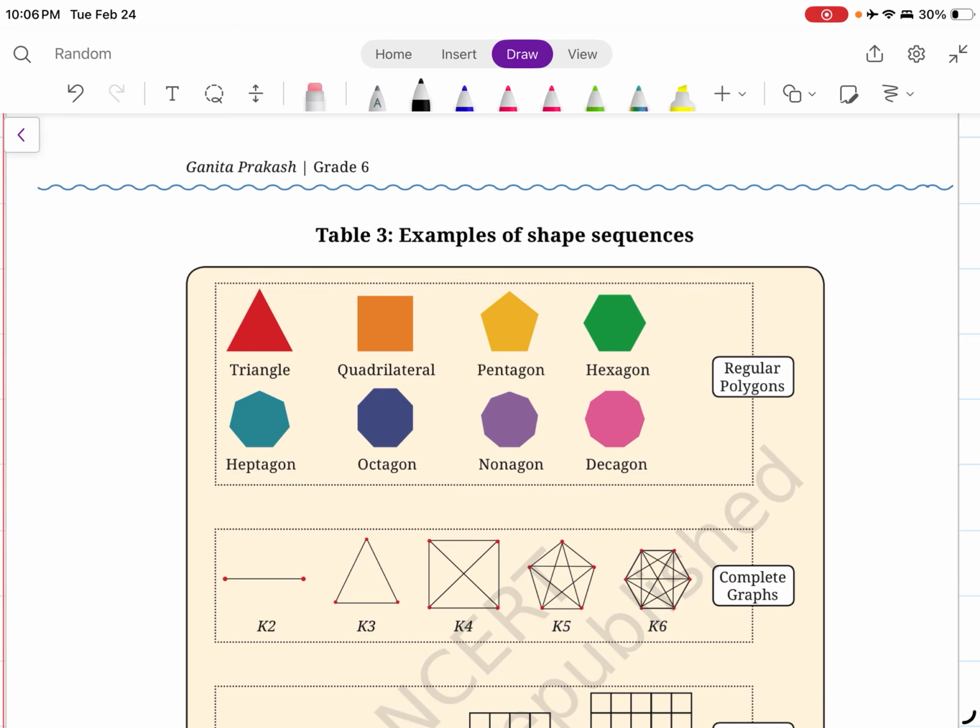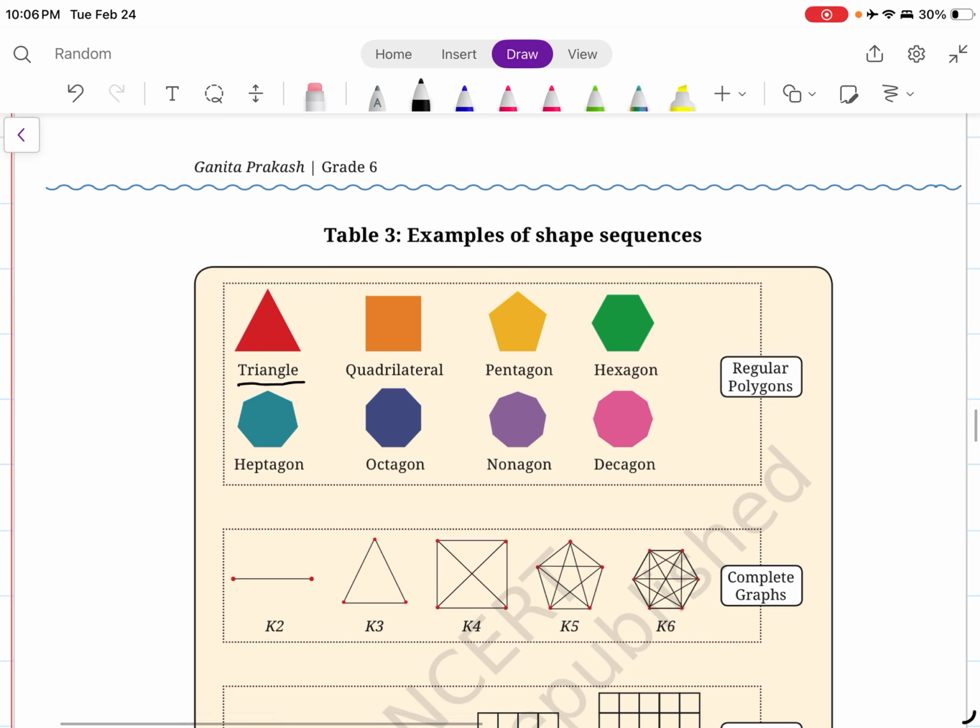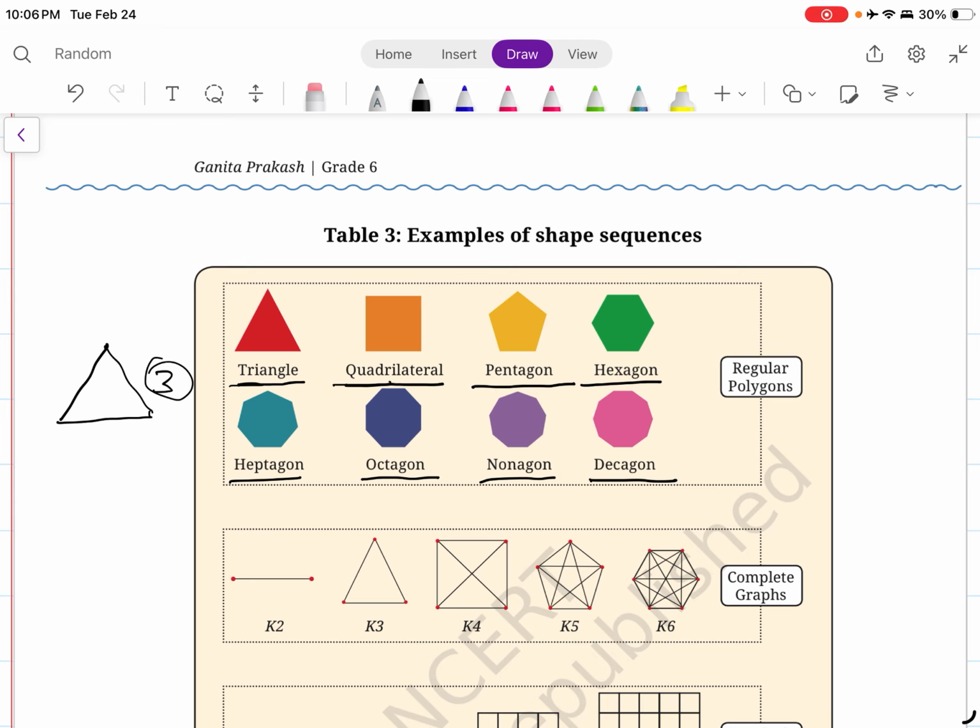Examples of shape sequences: triangle. This is called a triangle. This is called quadrilateral. This is called pentagon, hexagon, heptagon, octagon, nonagon, decagon. For example, why is this called a triangle? Because it has 3 lines enclosed. Okay, quadrilateral, triangle: tri means 3, quad means 4, penta means 5.